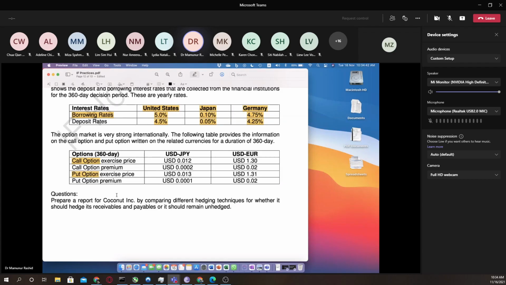So what you have to do is just use the information and repeat the same exercise. You'll do one for receivable, one for payable. You'll use the contract and remain unhedged decision, and finally come up with the conclusion whether the company should hedge. If they are hedging, what contract they should use. If they are not hedging, how they should go to the spot market.